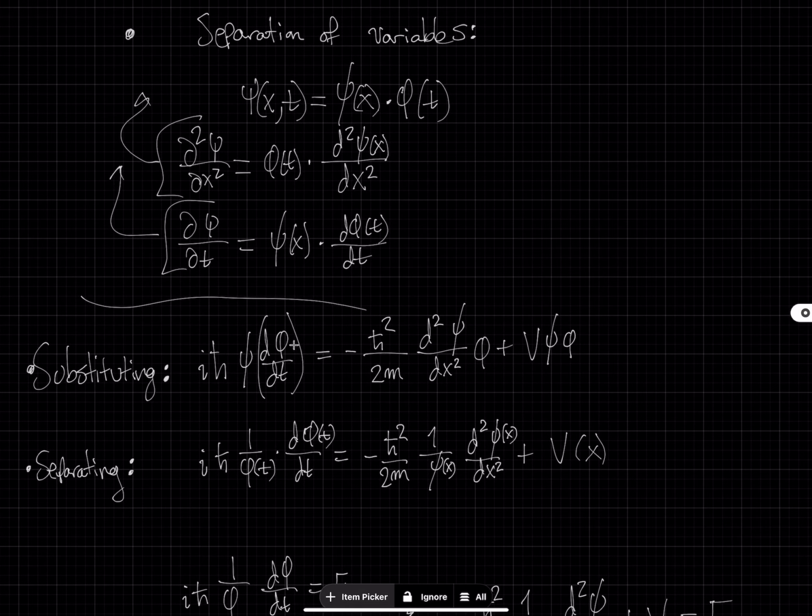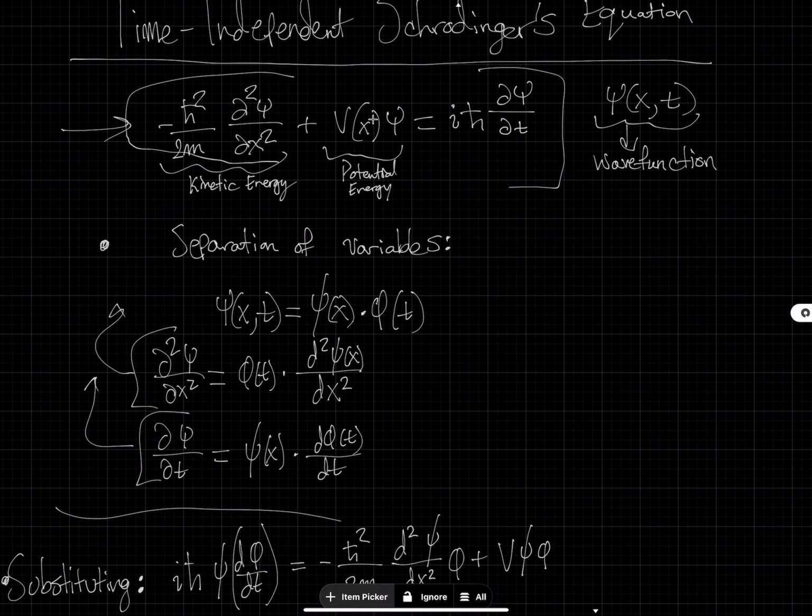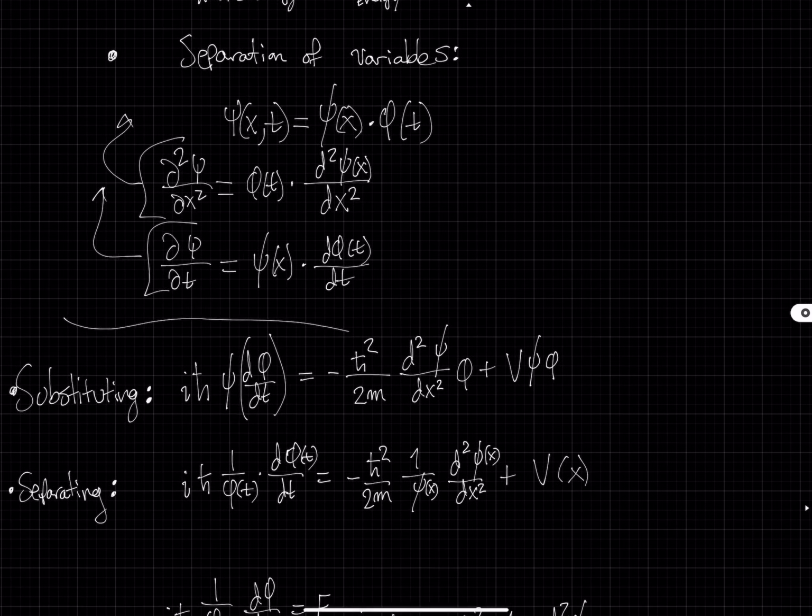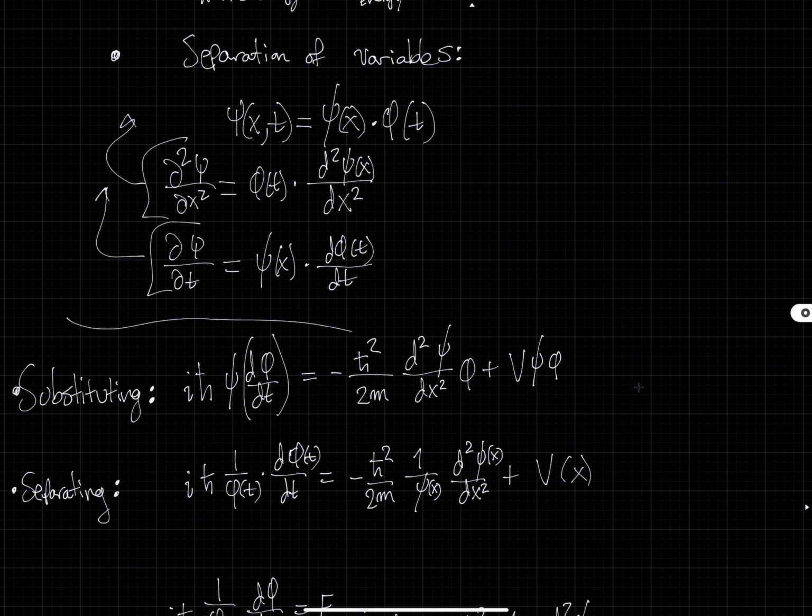So I have my psi times d phi of dt, and this d squared psi over dx squared times phi. And of course, my potential here is multiplied by both psi and phi, right? Both of these are multiplied by my potential. As you can see over here, it's just a direct multiplication of both functions.